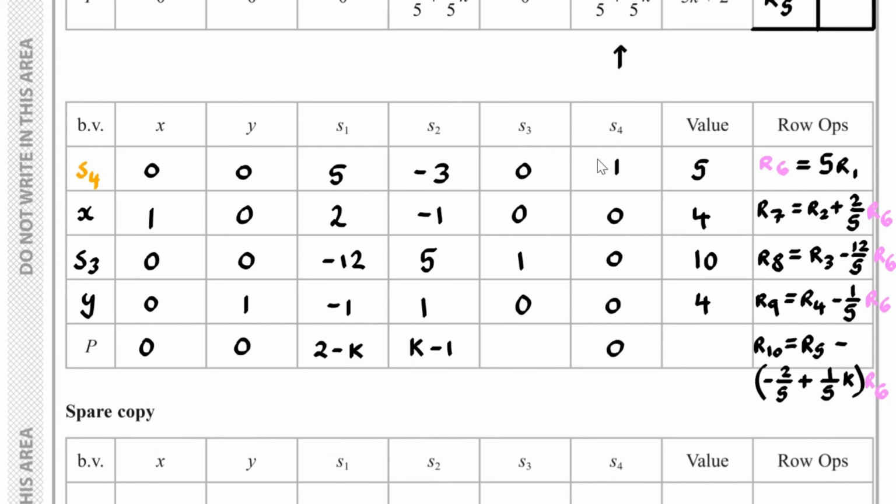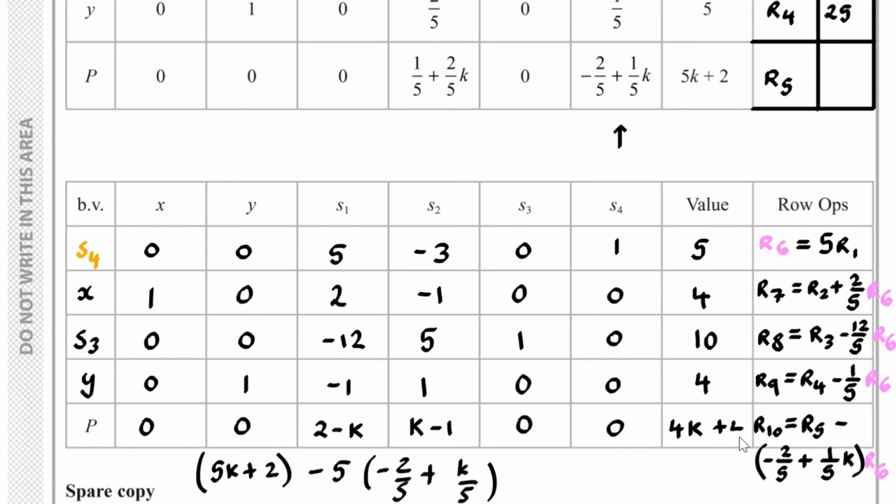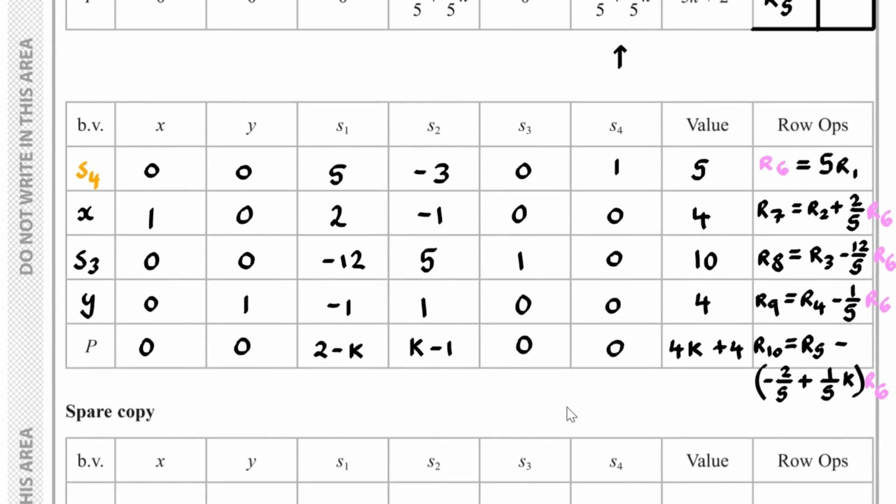And then I've got 0 plus 0, which is 0. And then here I've got 5k plus 2 subtract 5 multiplied by minus 2/5 plus k over 5. So that will be 4k plus 4. So now you can see we have completed the row operations.